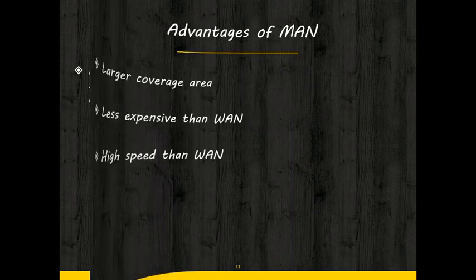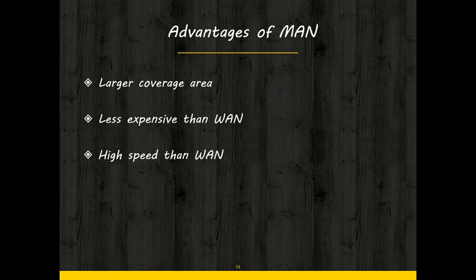Okay, next we will see some advantages of MAN. A metropolitan area network provides a larger coverage area than a LAN, so the resources can be shared not only within a single building but to multiple buildings spread across a city. Okay, and a MAN requires fewer resources for installation as compared to WAN. Okay, and the speed of data can easily reach up to 1000 Mbps as MAN uses fiber optic cables mostly.